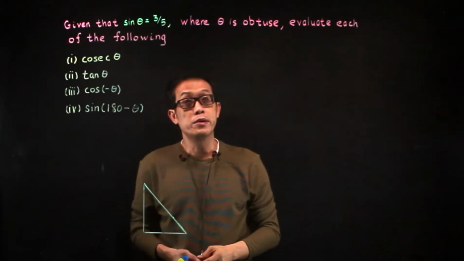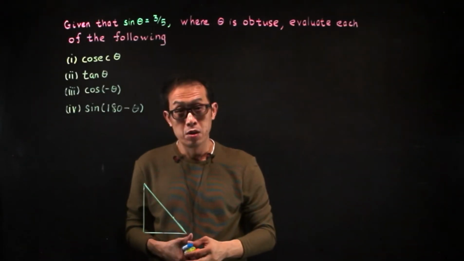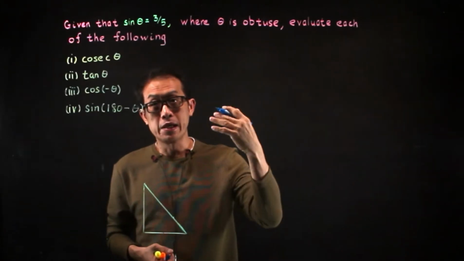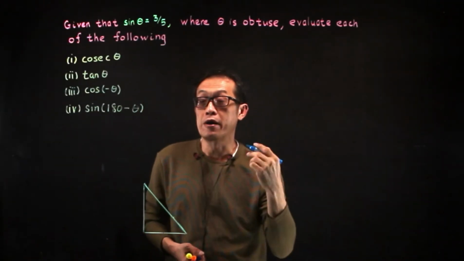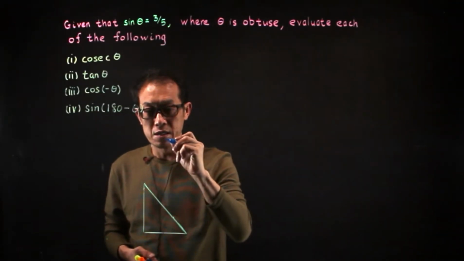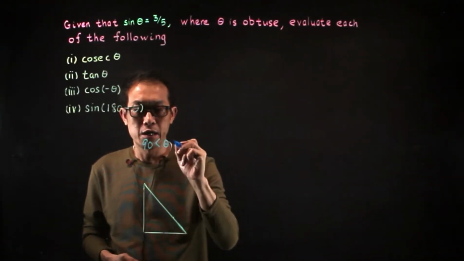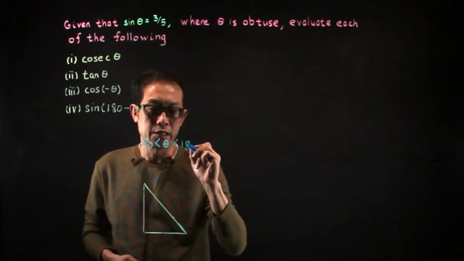Now, what do you mean by obtuse? Obtuse means the angle is bigger than 90 but smaller than 180. That means theta is between 90 and 180.